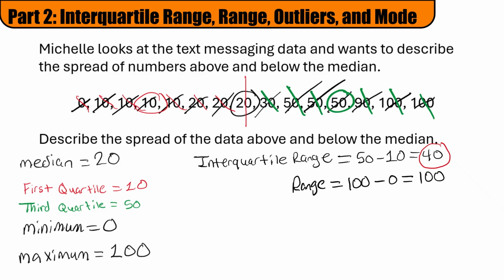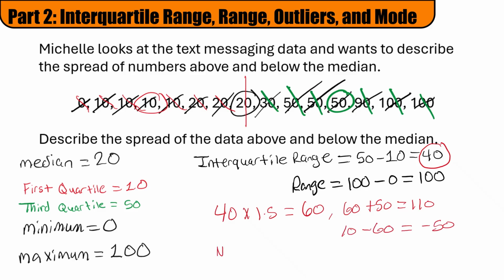To check for outliers, we multiply the interquartile range by 1.5. 40 times 1.5 is 60. Then we add 60 to Q3, and subtract 60 from Q1. Anything above 110 or below -50 would be considered an outlier. Since none of our values fall outside that range, there are no outliers.